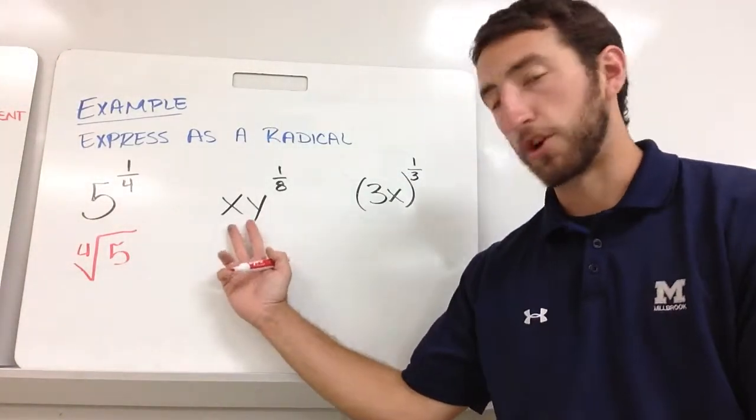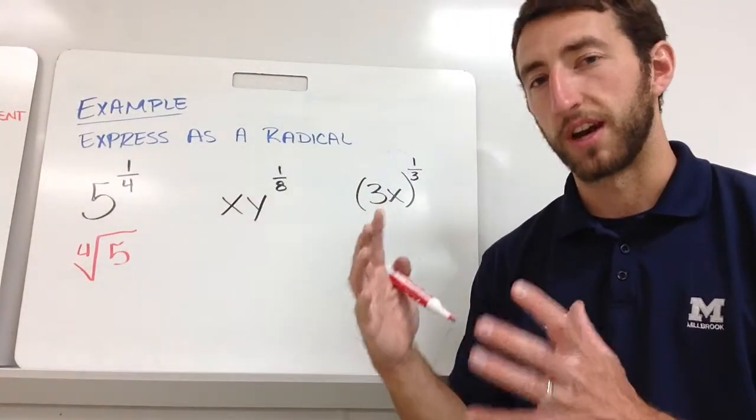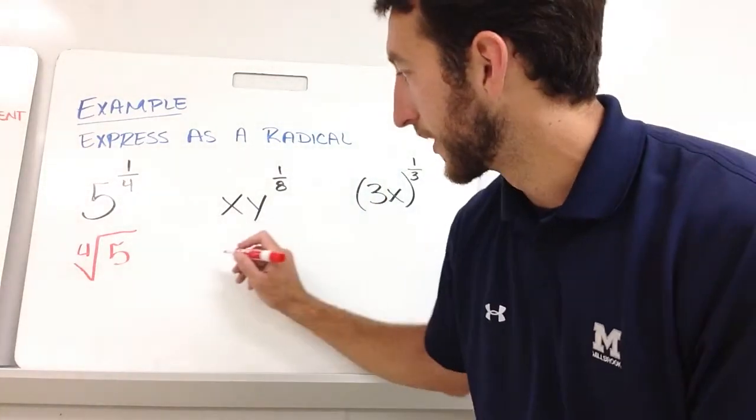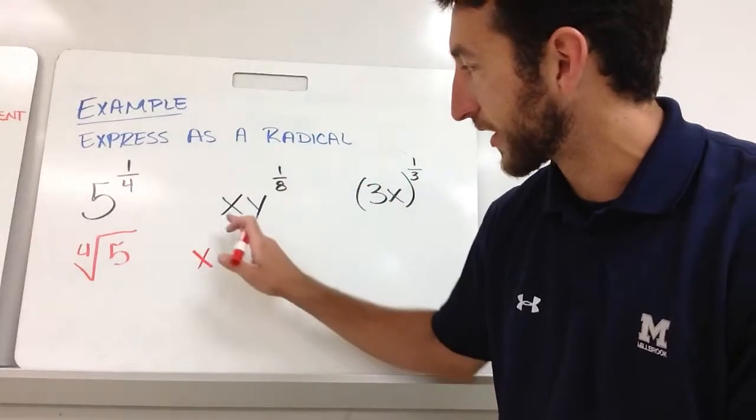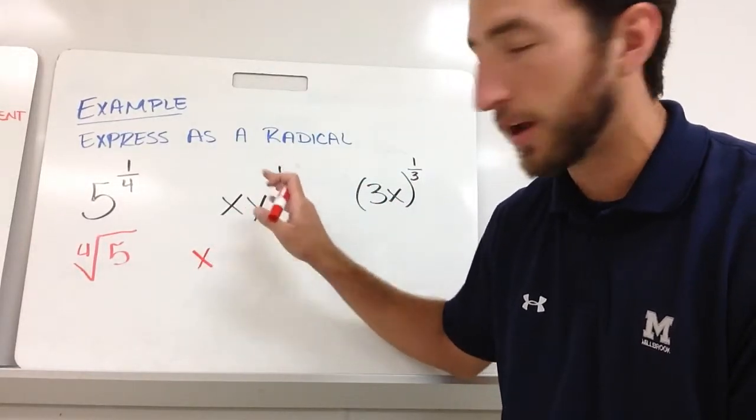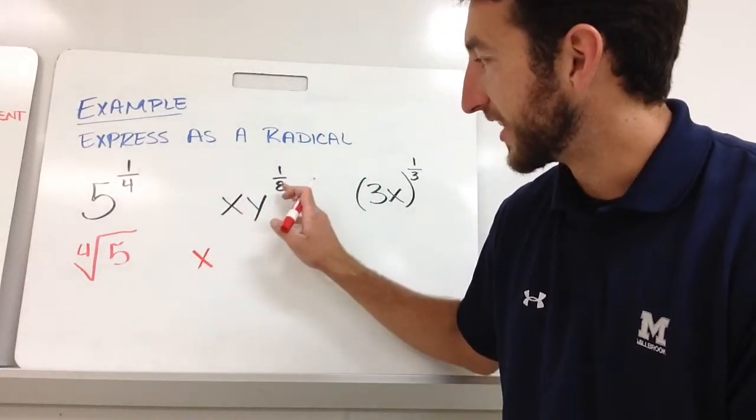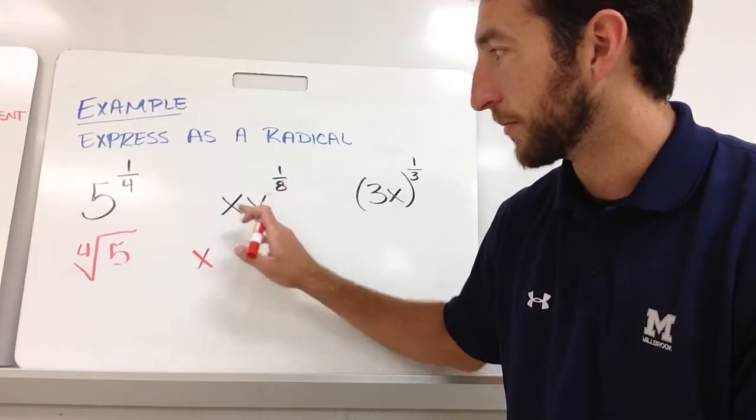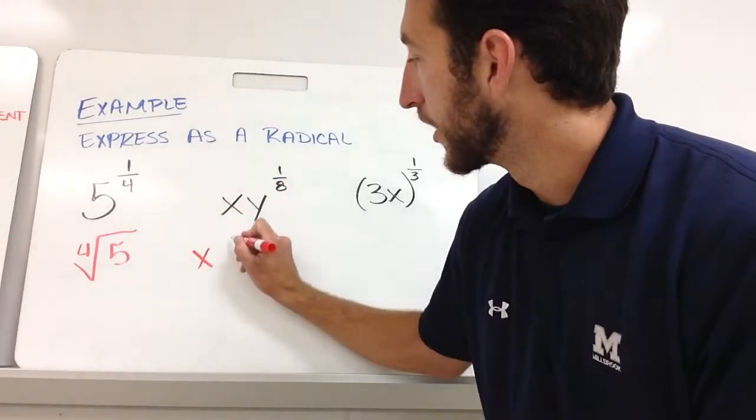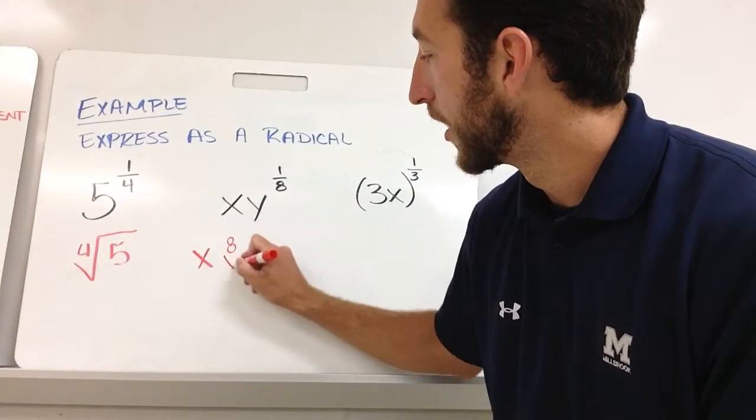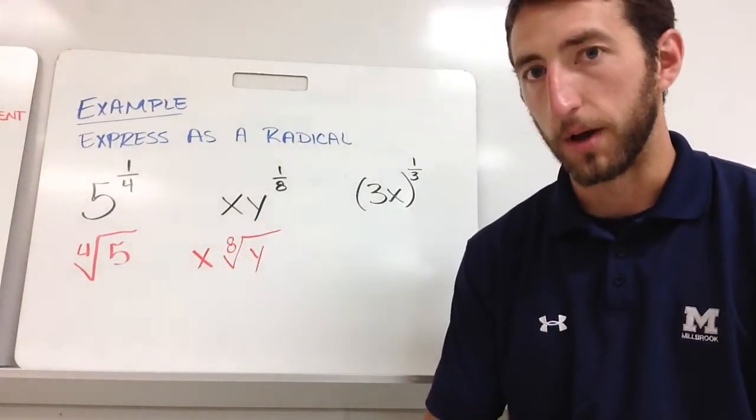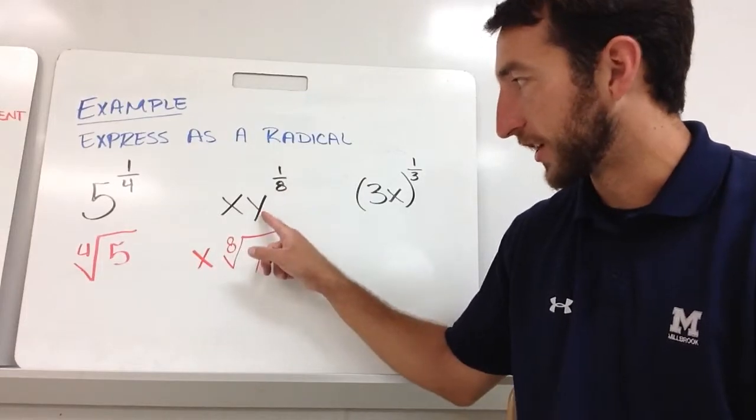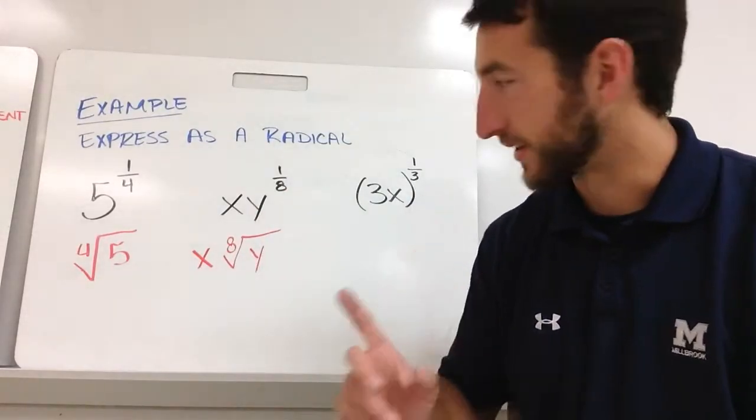Now this one, there are no parentheses, so that means they do not need to get grouped underneath the radical. The x is going to stay out front because it doesn't go with the exponent. Remember, follow our order of operations. The exponent goes to the y, but it does not go to the x. So it's going to be the 8th root of y. Remember, the exponent goes here because there are no parentheses.